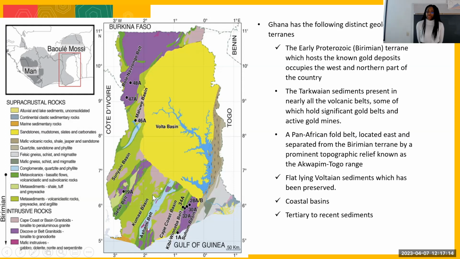A Pan-African fold belt located east and separated from the Birimian terrain by a prominent topographic relief known as the Akwapim-Togo Range. So that is this area over here. Flat-lying Voltaian sediments, which have been preserved. Coastal basins, so along the southeastern portion of the country. And tertiary to recent sediments, with the most recent being alluvial and lake sediments, unconsolidated.